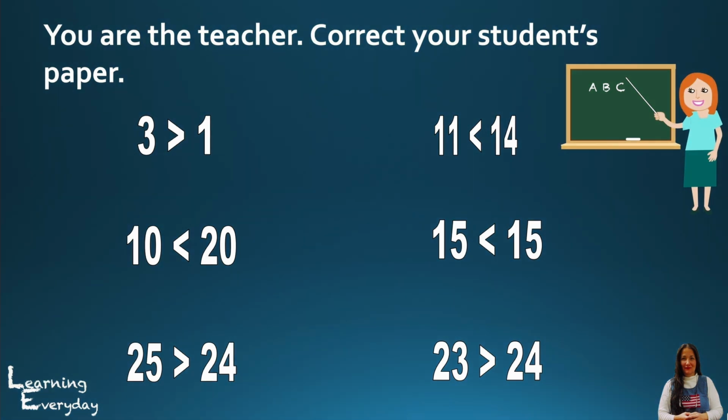You are the teacher. Correct your student's paper. 3 is greater than 1. Correct. 10 is less than 20. Correct. 25 is greater than 24. Correct. 11 is less than 14. Correct. 15 is less than 15. Incorrect. 23 is greater than 24.